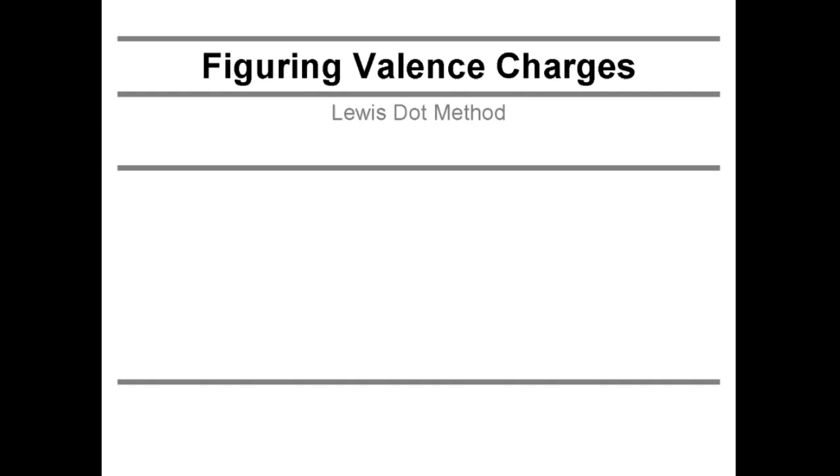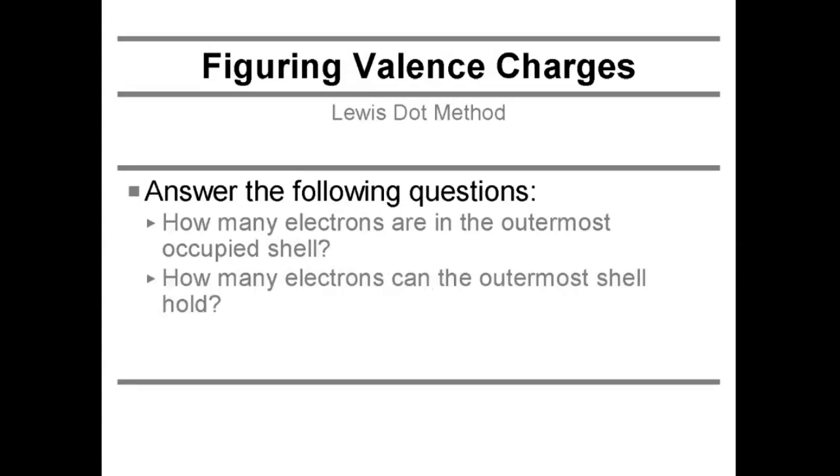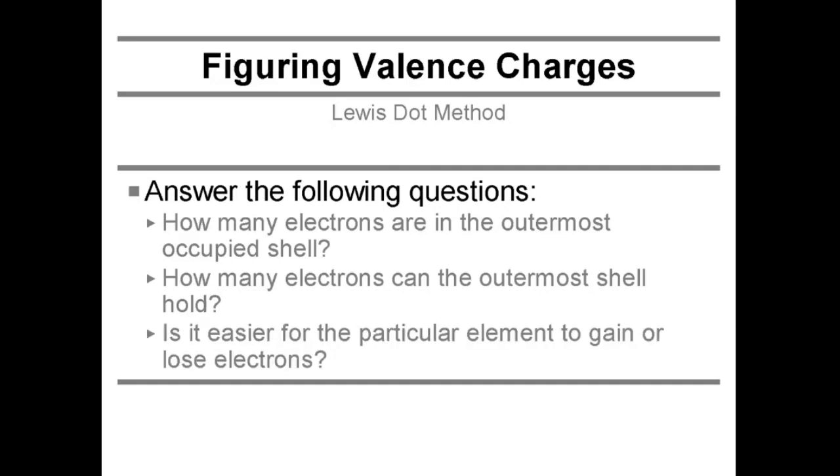Now, to help us a little bit with the visual of this whole thing, we can figure out the charges that the ions make by using something called the Lewis dot method. To draw a symbol with the Lewis dot method, what you need to answer is, how many electrons are in the outermost occupied shell? That's the most important question. And the next question, also important: how many electrons can be maximum in that outermost shell? How many electrons can that one hold? By answering those two questions, you should be able to figure out what's going on.